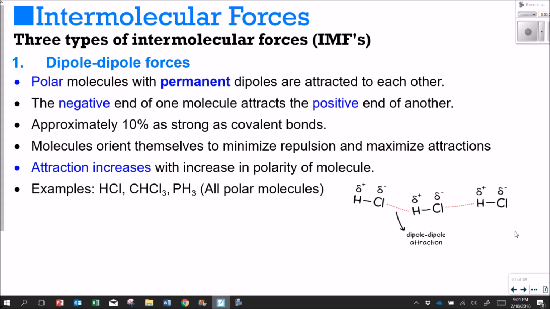So the more polar the molecule, the stronger the dipole-dipole attraction. And there are some examples: HCl, CHCl3, PH3, all these are polar molecules. Here we can see that the negative end of one HCl molecule is being attracted to the positive end of another HCl molecule, and that creates the dipole-dipole attraction because opposite poles attract.